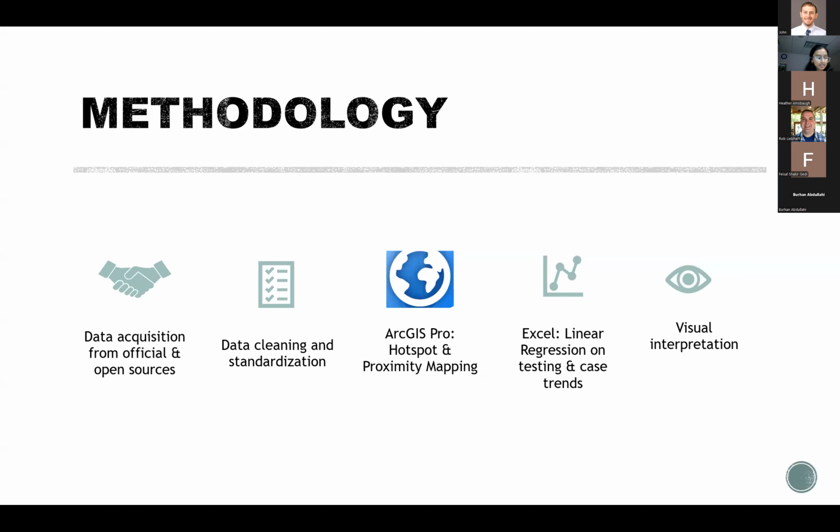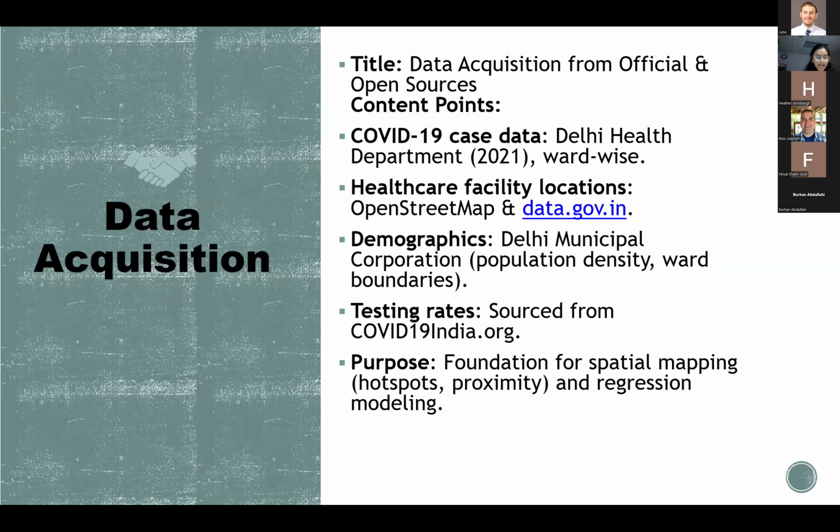I'm going to talk about the methodology. So, I'm going to talk about the data. The first step was data collection. I gathered the data from a mix of open public platforms and official government sources.